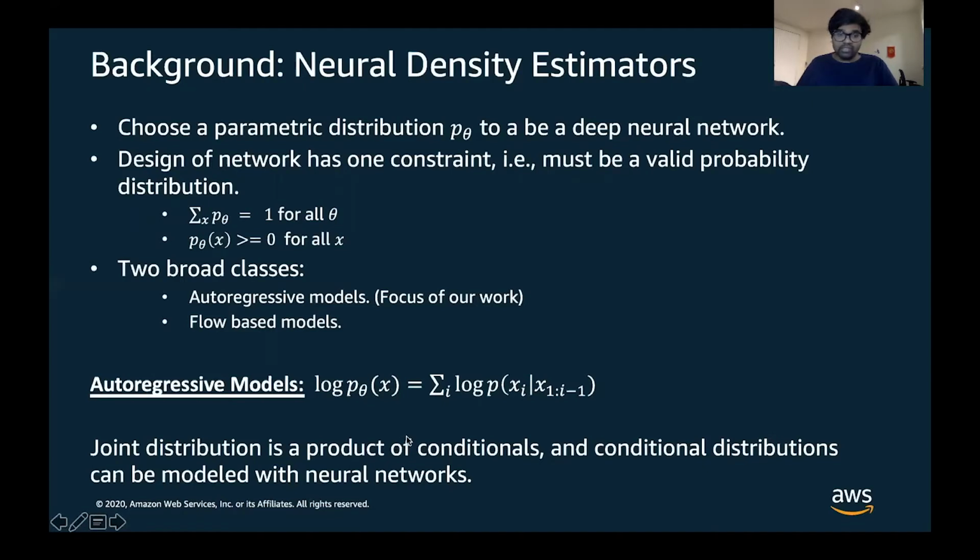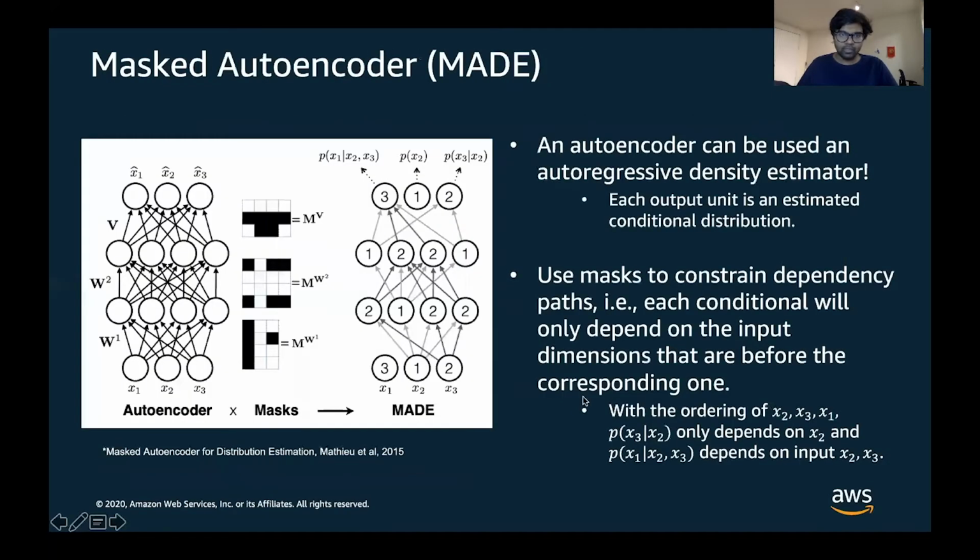In neural density estimation, you can represent each conditional distribution by a neural network. One of the earlier autoregressive neural density estimators is the masked autoencoder. It came out, I think, in 2015. It's also known as MADE for short. The nice thing about this is that it shows how a simple autoencoder can also be used as an autoregressive density estimator. All we need to do is make sure that each output unit is an estimated conditional distribution. If we make sure of that, we can just multiply each conditional distribution to get our joint density.